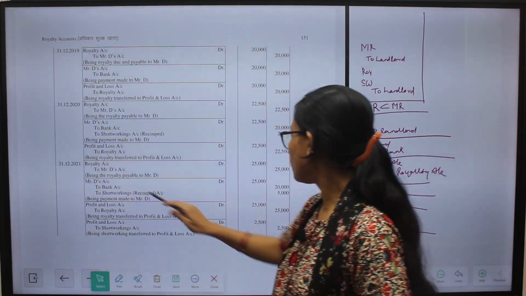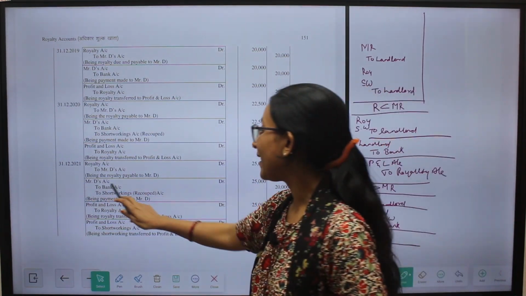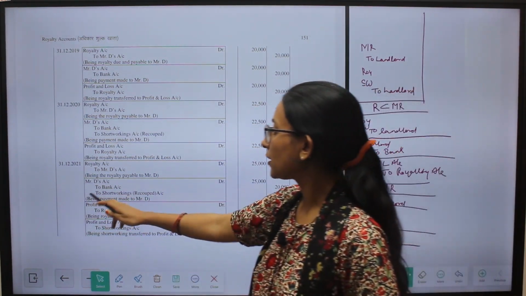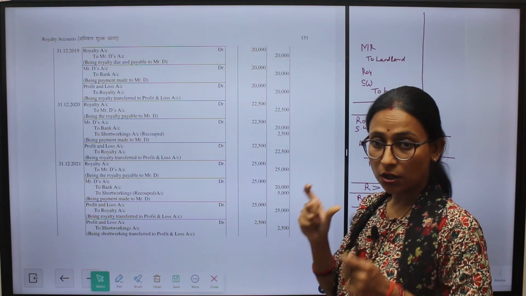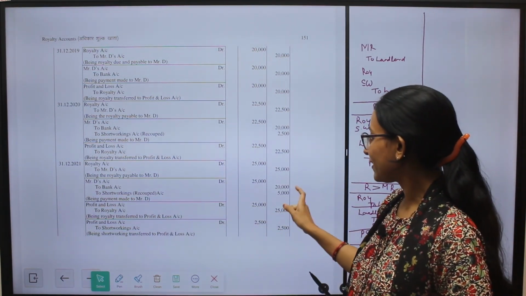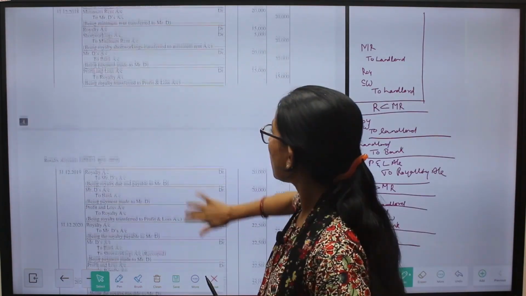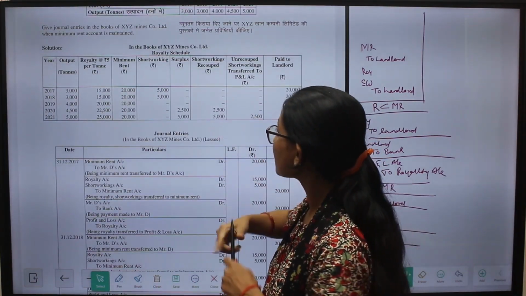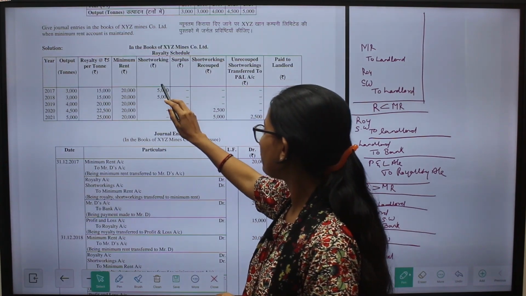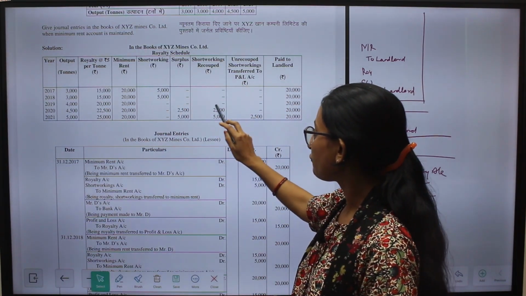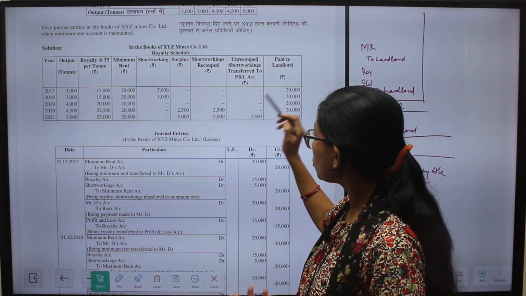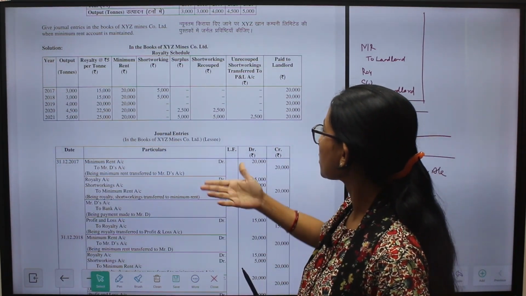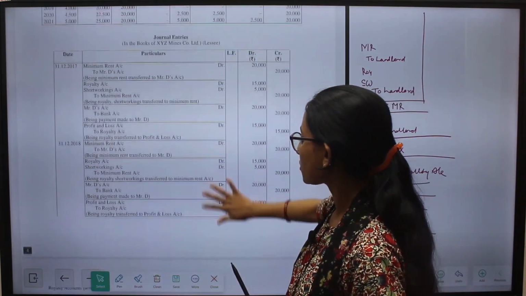So Mr. D will be debited with rupees 25,000 to bank. This is the minimum rent account amount, 20,000. To short working, this is the amount of money which we are recouping, that is rupees 5,000. Here after recouping 5,000, there is 2,500 remaining, because the short working was 10,000 and we have recouped only 7,500. This 2,500 we have to transfer to the profit and loss account, which we will do in the last year.